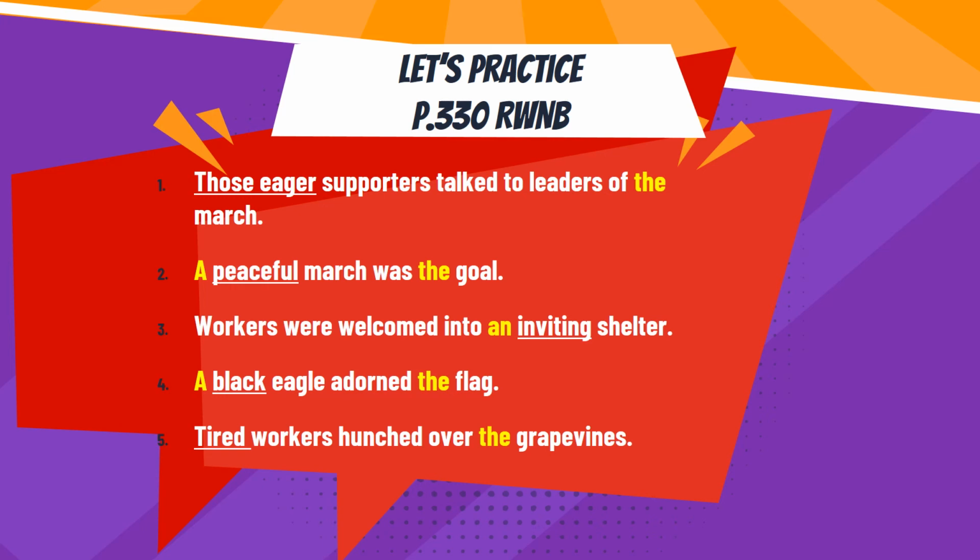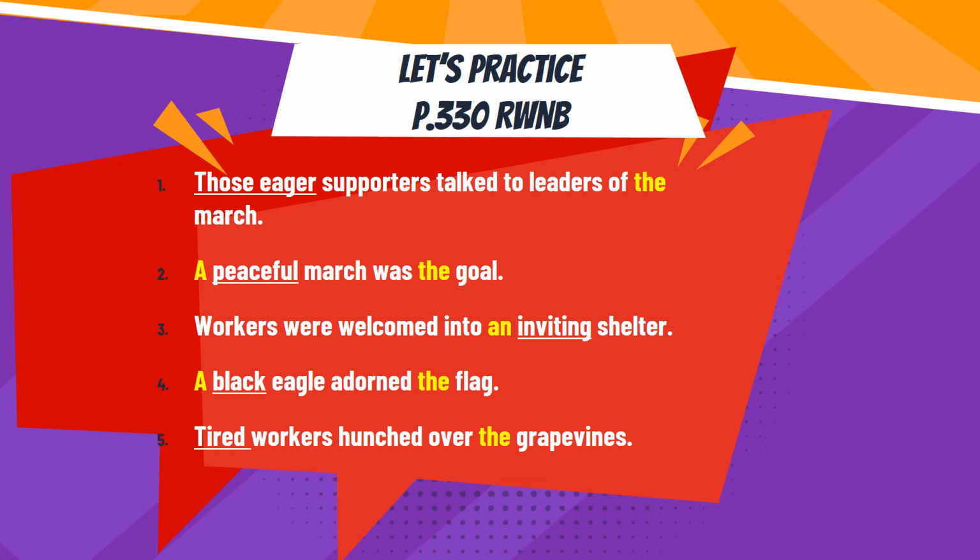And number 2, a peaceful march was the goal. A is an article. Peaceful, describing the march, so it's an adjective. Was the goal. The goal. I was specific, so here it's an article. The workers were welcomed into an inviting shelter. Yes, an is an article. Inviting is an adjective. The shelter was inviting, so you should underline it once.